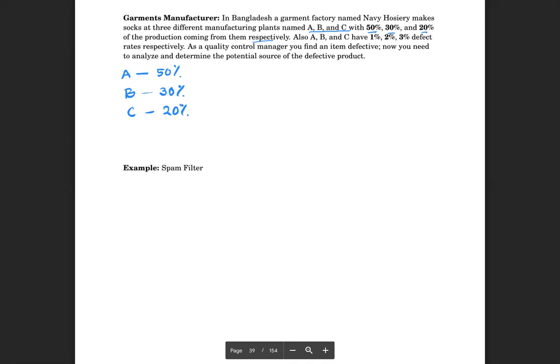Also, A, B, C have 1, 2, and 3% defect rate. So this one has 1% defect rate. This one has 2% defect rate. And this one has 3% defect rate.